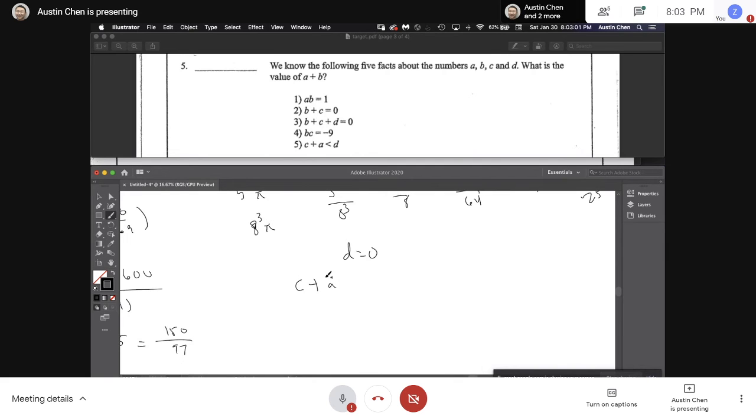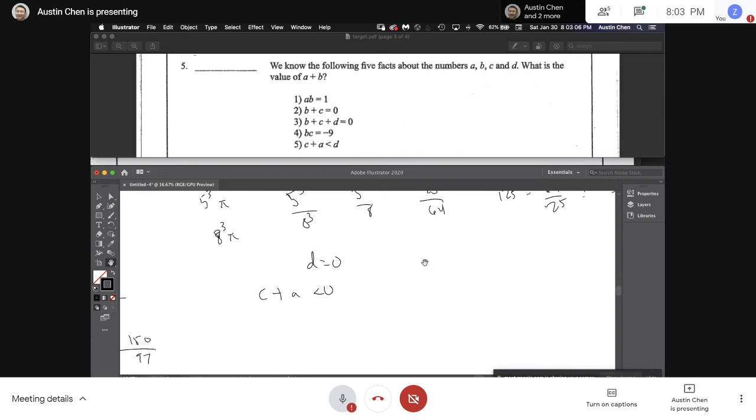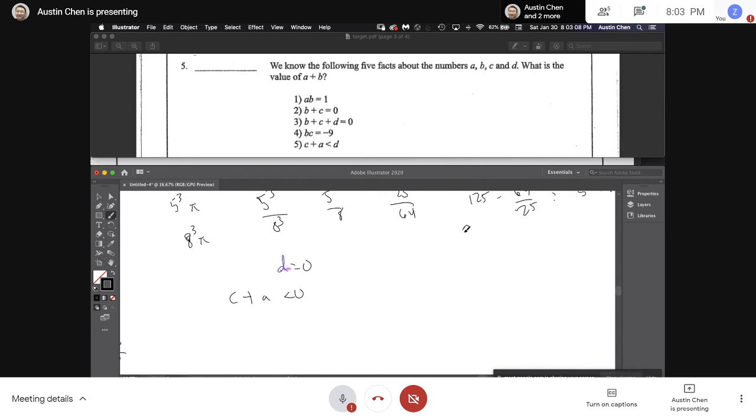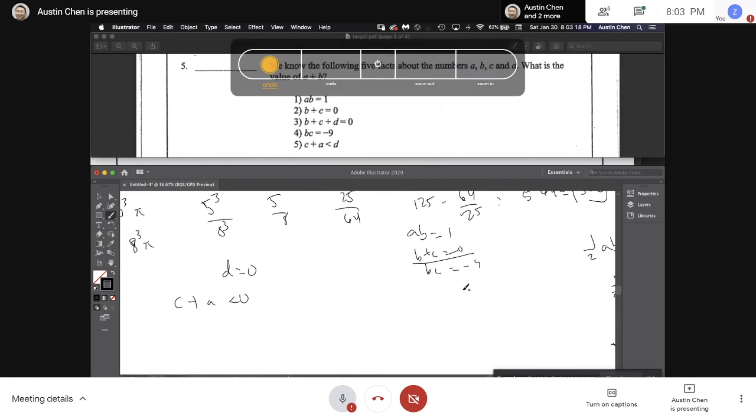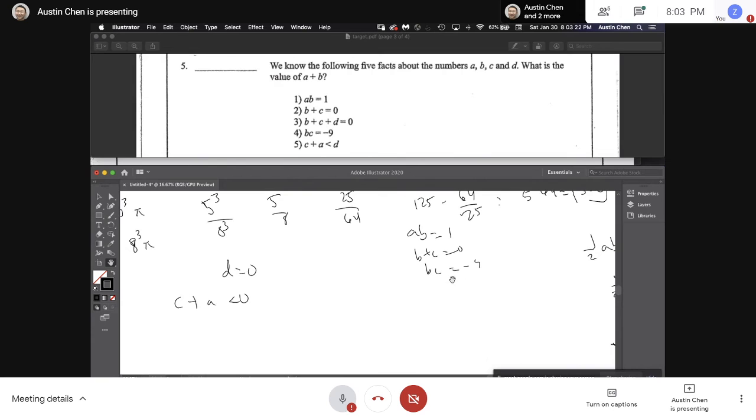And from 5, we know that C plus A has to be less than 0. Okay, so now we have AB equals 1, B plus C equals 0, BC equals -9. And the second and third equations, you can just use these two equations to solve for B and C.